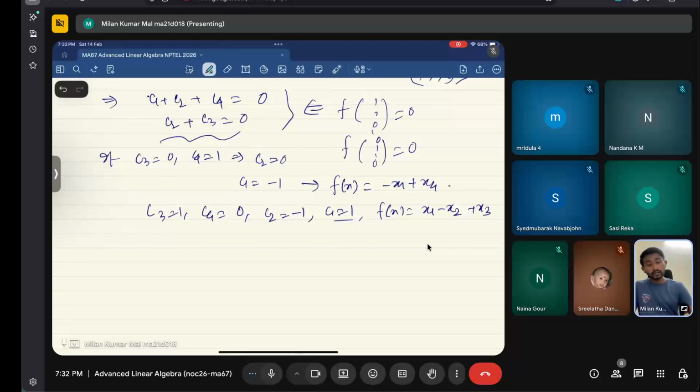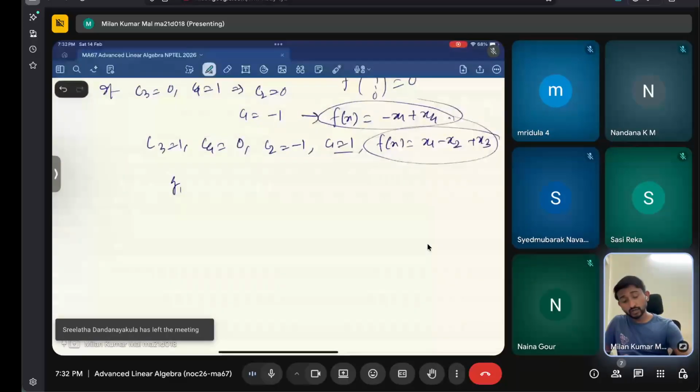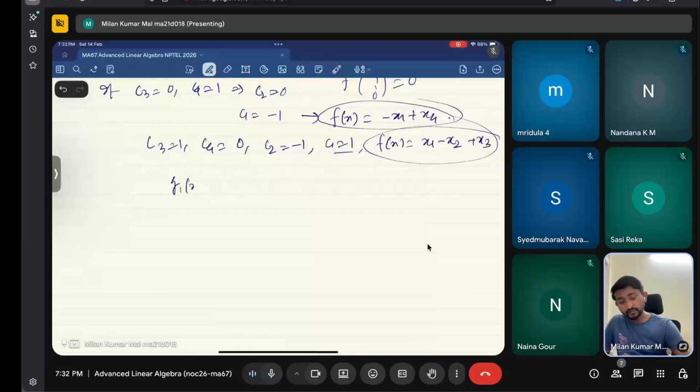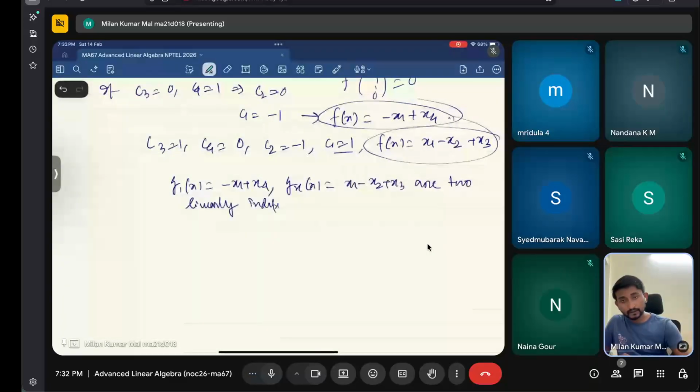If you scalar multiply this linear functional, and if you scalar multiply that linear functional, by 1, minus 1, 2, 3, 4, 5, anything, any real number, any irrational number, it doesn't matter, you will get the same kind of linear functional. But these are linearly independent linear functionals. So g1(x) equals minus x1 plus x4 and g2(x) equals x1 minus x2 plus x3 are two linearly independent linear functionals.